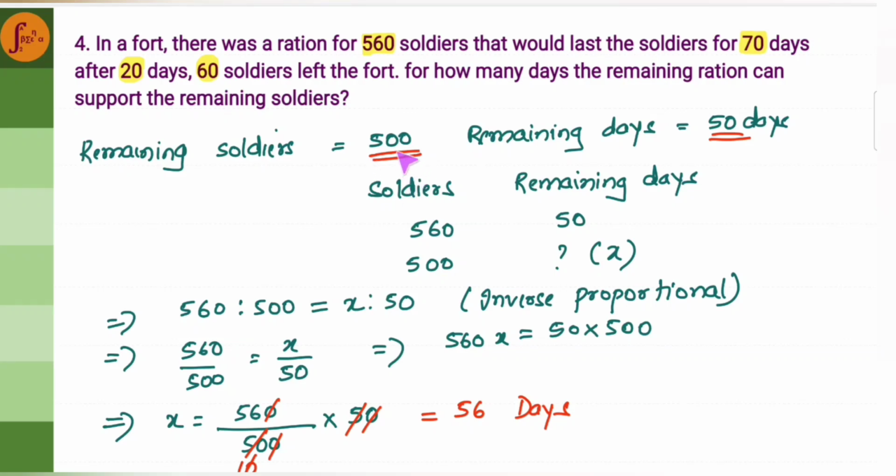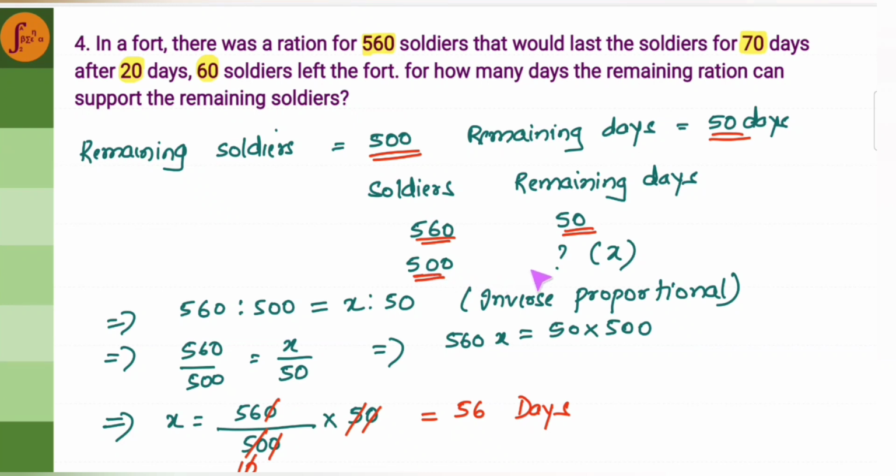So, if the soldiers had not left, right, 560 soldiers would have enough ration for the remaining 50 days, right? Now, but it's not 560 now. 60 soldiers have left. So, we'll have to find for 500 soldiers. What would it be? Let's call it x number of days. So, this is inversely proportional, right? Because as the number of soldiers decreased, number of days the ration can last is more. So, soldiers reduce, but days increase.